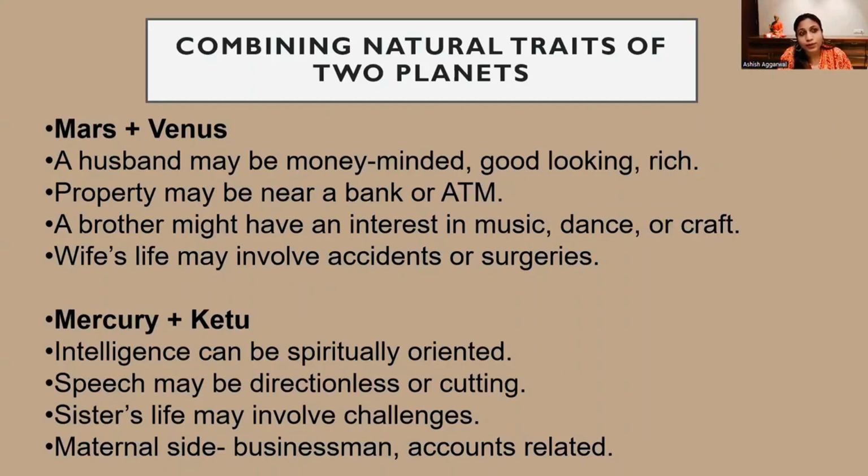So, when someone speaks, they might end up cutting someone off, or your speech can become so ruthless that you don't mind putting someone down. Mercury signifies the sister, so this combination also shows the challenges or hurdles in the sister's life. Ketu represents our maternal grandparents, so the people on the maternal side may be business minded or involved in accounting related work. So, this is the combination that can exist in someone's life when two planets influence each other with their natural traits. Of course, the degree matters and the results change.